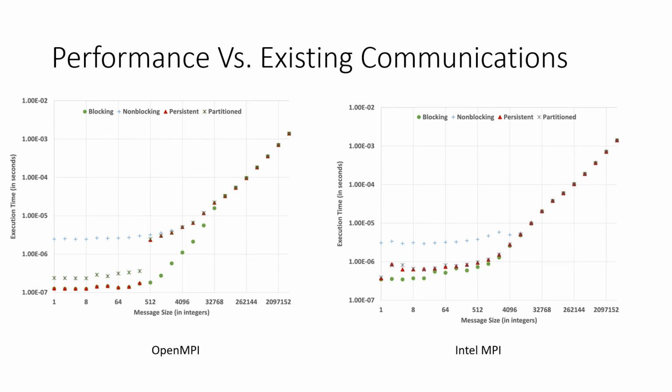So the first test we did was compare our library versus existing communication protocols. In particular, we did blocking, non-blocking, and persistent as our baselines. We tested this in both OpenMPI and Intel MPI, and as shown in both, our library performs a little bit worse than persistent communication for small message sizes, but that overlap disappears once we get past the egress limits in each of the systems.